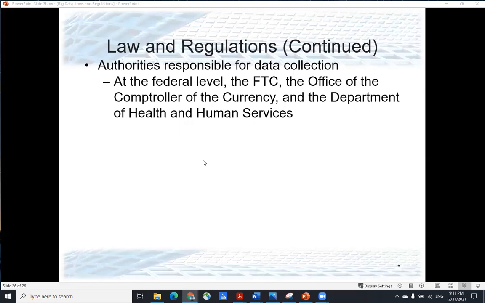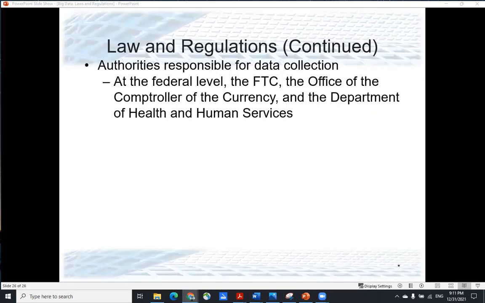On the federal level, you have the FTC, or Federal Trade Commission. You also have the Office of the Comptroller of the Currency, and then you have the Department of Health and Human Services. You can predict what type of federal law they would be dealing with when we talk about the Department of Health and Human Services, which is basically healthcare, or HIPAA. So these are some of the laws.